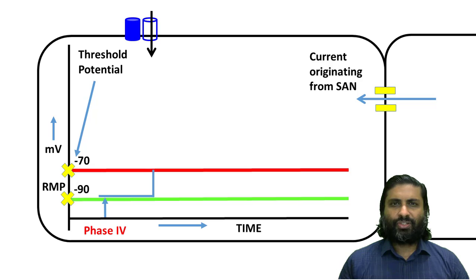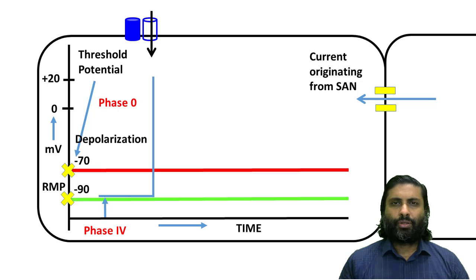Sodium ions rush into the cell, and as you can imagine, the voltage of the cell is going to change. It becomes less and less negative and in fact becomes positive. The voltage goes beyond 0 and well over to values of around plus 20. Now, this particular phase of the action potential is called phase 0 or the depolarization phase of the action potential. Now, within a fraction of a second, the voltage sensitive sodium channels will change its configuration from the open state to the inactivated state.